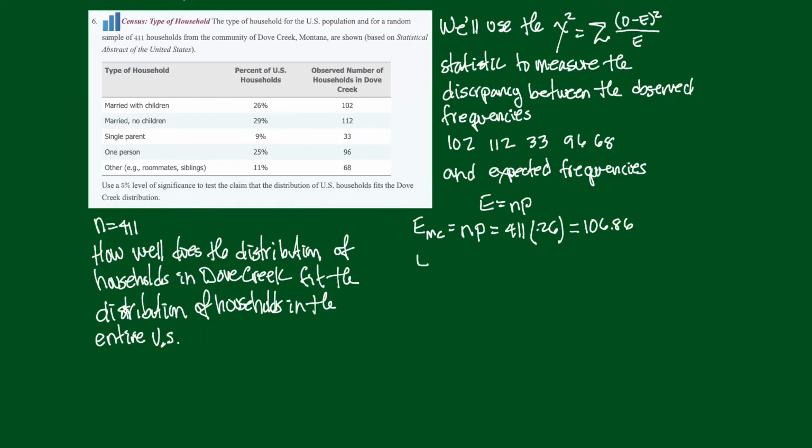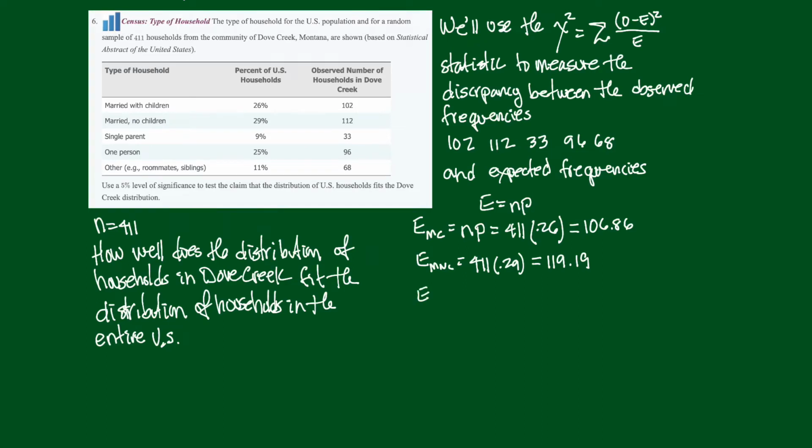Now, what about the next one? What's the expected number of married no children? Well, that's going to be N times P again. Now, N is 411, right? We're making 411 observations, and 29%, according to the U.S., should be that household right there. And that comes out to 119.19.